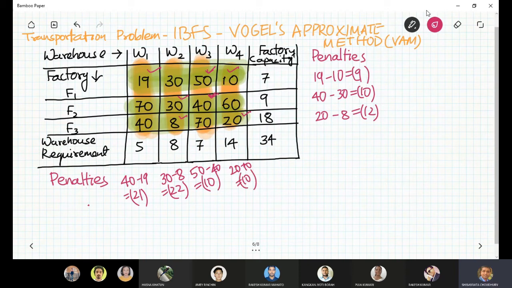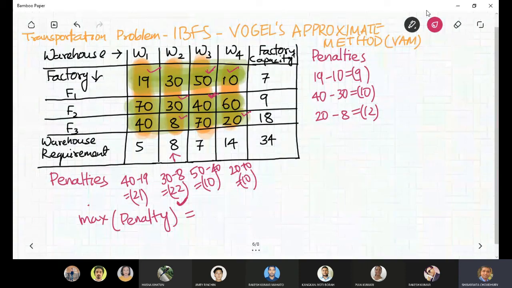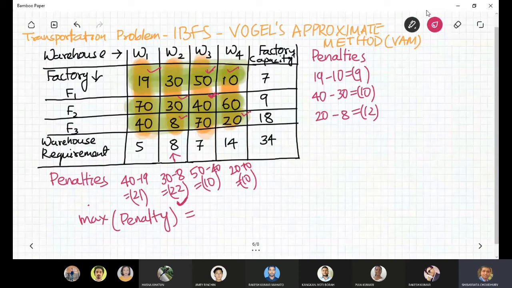Among these, which is the maximum penalty? 22. Okay. So at 22, that is over here, we have to start allocating. Why should we allocate at the lowest value over here? Which is my lowest value in this particular column?